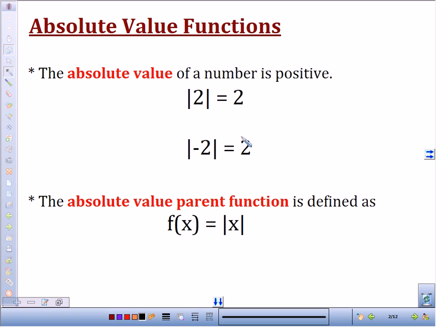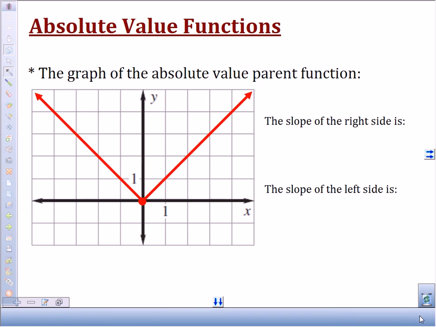The absolute value parent function is defined as f of x, the function of x, is equal to the absolute value of x. So if x is 1, then the absolute value of 1 is 1. If x is negative 3, the absolute value of x is 3, so on and so forth. Now we want to look at the parent function first. And here we have a graph of the parent function. There are a couple of things that we want to note.